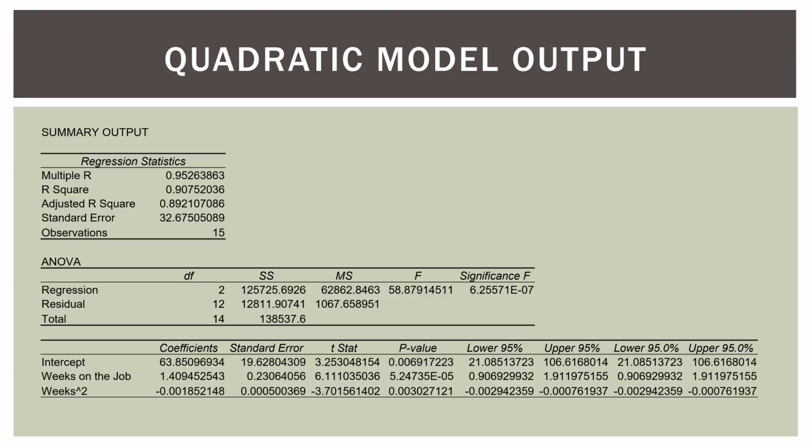So it's important to note here that the p-value for both weeks on the job and weeks on the job squared are both significant. They are both 0.003, 0.0005, or whatever it is, so they are significant. Now I want to point out the sign of each one. The coefficient for weeks on the job is positive, 1.4. The coefficient for weeks on the job squared is negative, and that will be important here as we go forward.